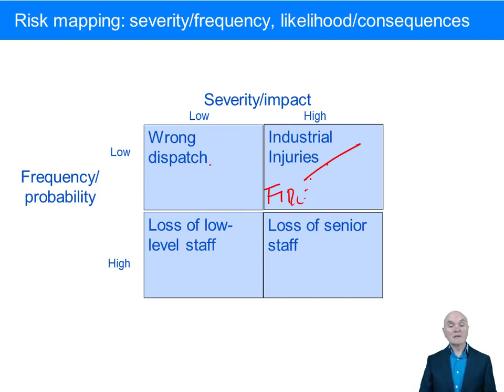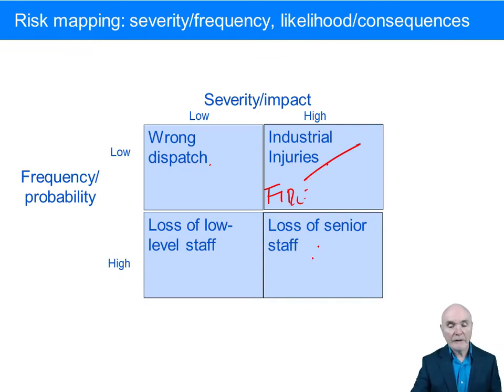In terms of industrial injuries, we want to reduce the impact there. The probability is really low. Our people are well trained and so on. But a way in which we could reduce the impact is to have trained medics on site, so that if an industrial injury does happen, we can resuscitate the person, or in a chemical works, we can apply an antidote to the chemical poisoning and so on.